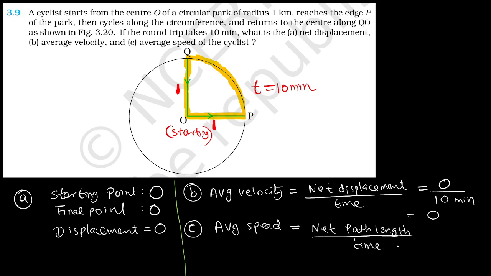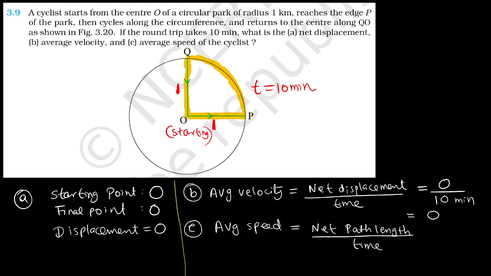What is the net path length? OP plus the arc PQ plus QO. Is it the net path length? Is that correct? All of it clear? Please respond. Is that okay? Yes, sir.